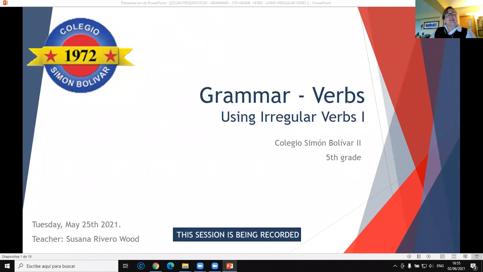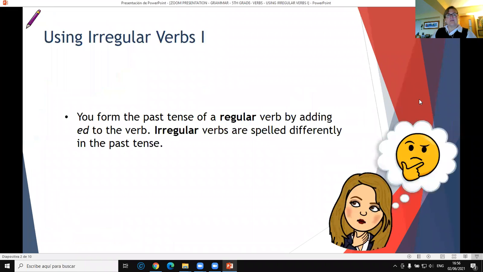Guys, in this class we're going to start studying irregular verbs. Irregular verbs is a long topic and is going to be divided into two sessions. This first session is called Using Irregular Verbs 1 and it has the first group of irregular verbs that you need to memorize, okay? So we will have a second session called Irregular Verbs 2 where we will see the rest. Let's start with this week's class.